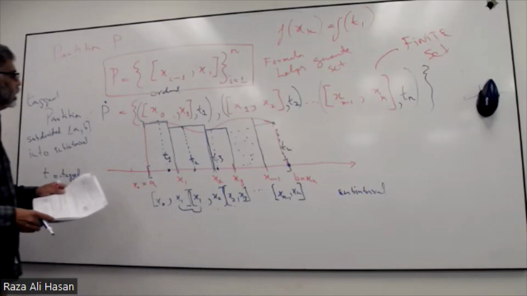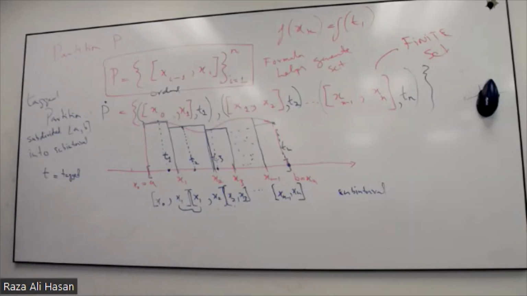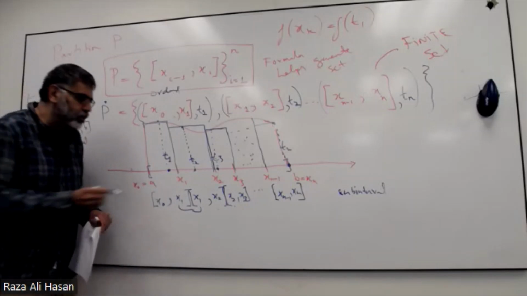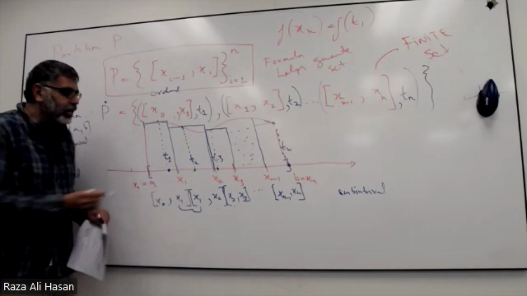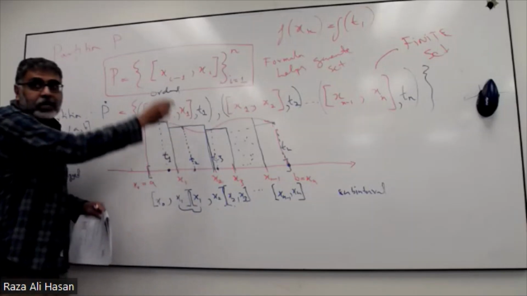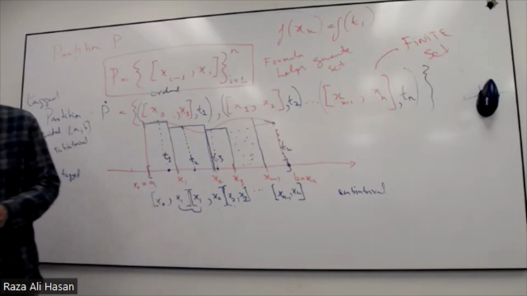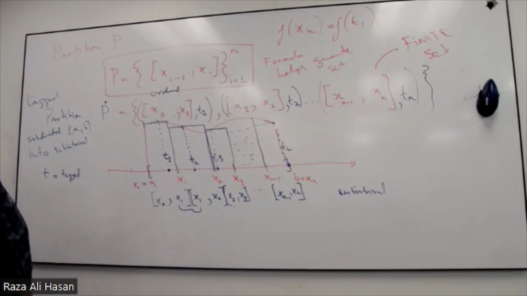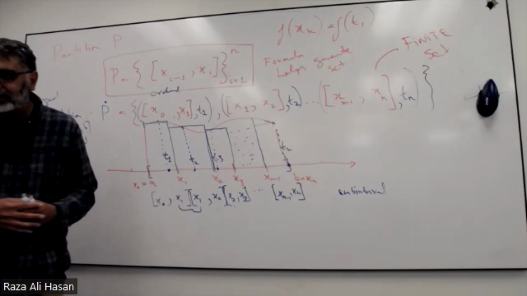So now, what's a tagged partition? A bunch of subintervals with a randomly chosen point in each. And that gets us how tall our rectangles are going to be. And you can choose them in infinitely many ways. And now we are about to have some tragedy. So let's do this.